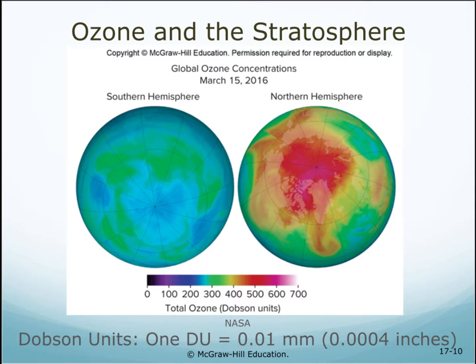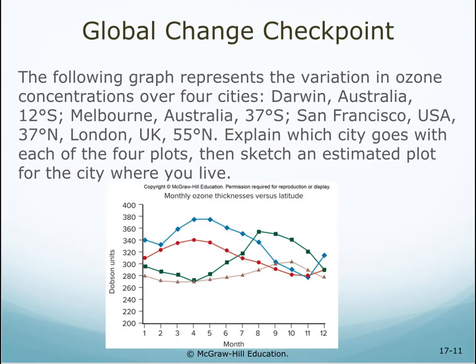and greatest in the Southern Hemisphere during the Northern Hemisphere fall. The following graph represents the variation in ozone concentrations over 4 cities: Darwin, Australia at 12 degrees south, Melbourne, Australia at 37 degrees south, San Francisco, USA at 37 degrees north, and London in the United Kingdom at 55 degrees north. Explain which city goes with each of the 4 plots.